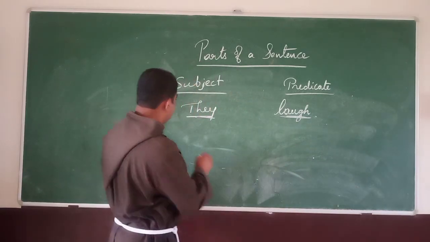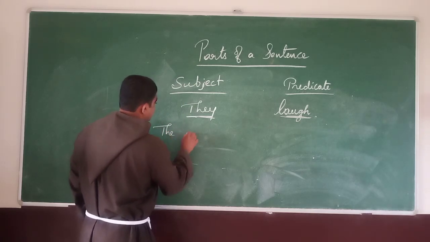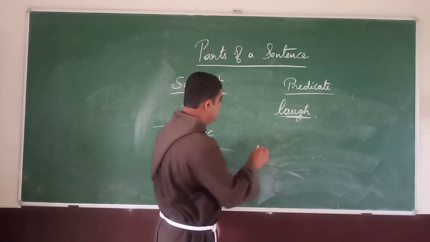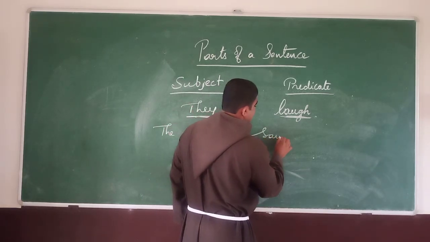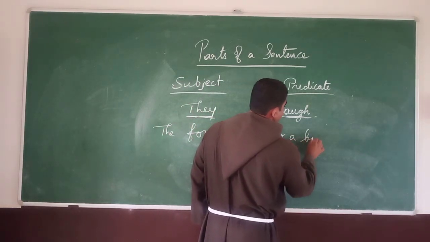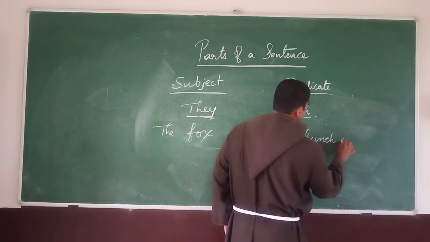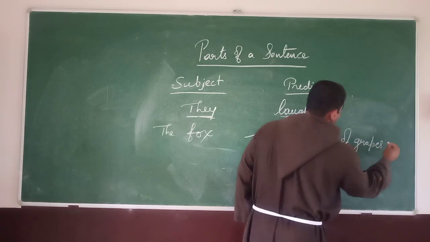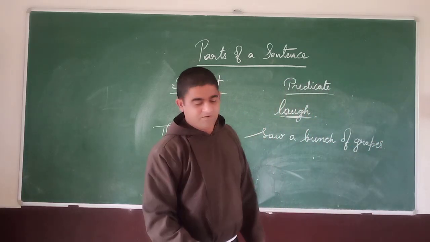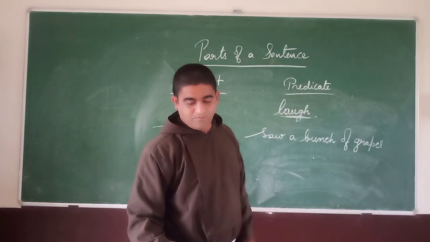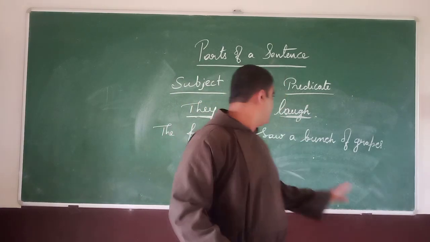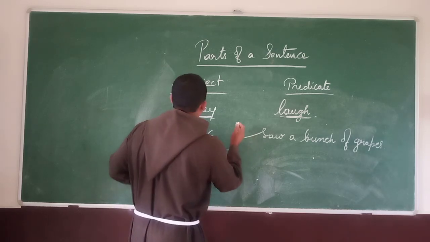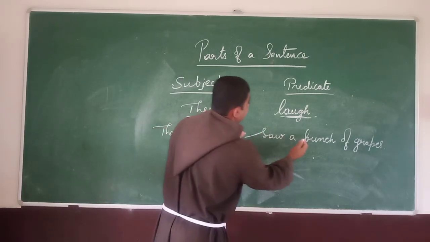The fox saw a bunch of grapes. See, a bunch of grapes. It is one sentence. It is, remember, but I am dividing it into subject and the predicate.